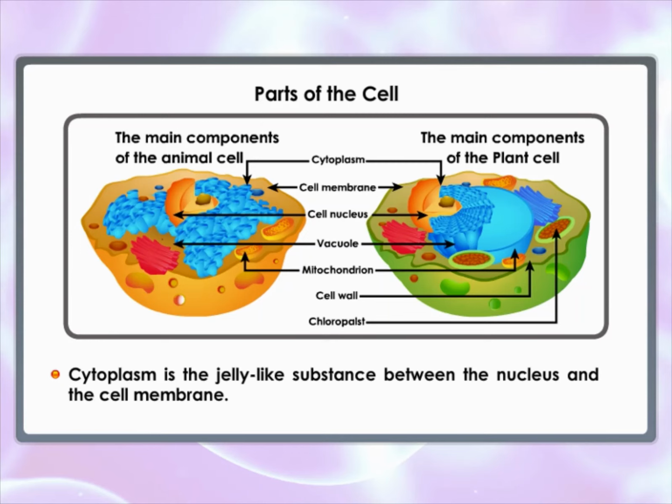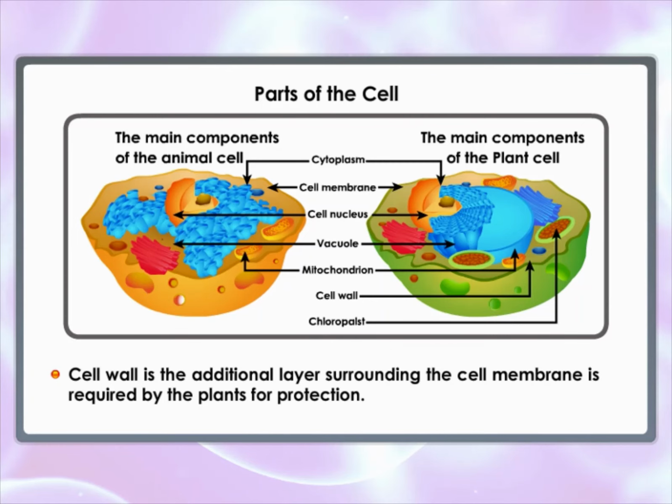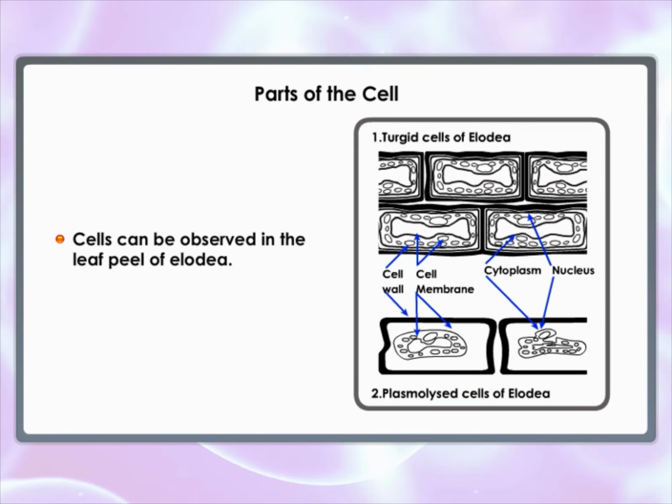In addition to the cell membrane, there is an outer thick layer in the cells of plants called cell wall. This additional layer surrounding the cell membrane is required by the plants for protection. Plant cells need protection against variations in temperature, high wind speed, atmospheric moisture, etc. They are exposed to these variations because they cannot move. Cells can be observed in the leaf peel of Tradescantia, Elodea, or Rhoeo.